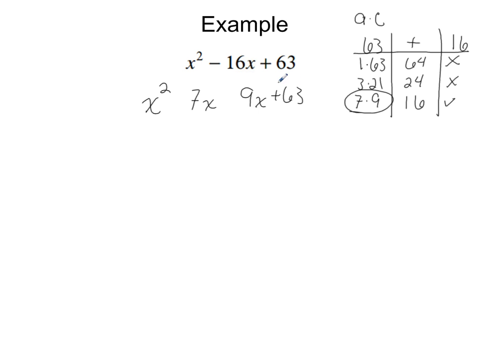All right, and so these two factors need to multiply together. 7 times 9 doesn't give me 63. It needs to be positive 63. But when I add it, it needs to be negative 16x, which means both of these need to be negative. Okay, so when I combine like terms, I get that negative 16x.